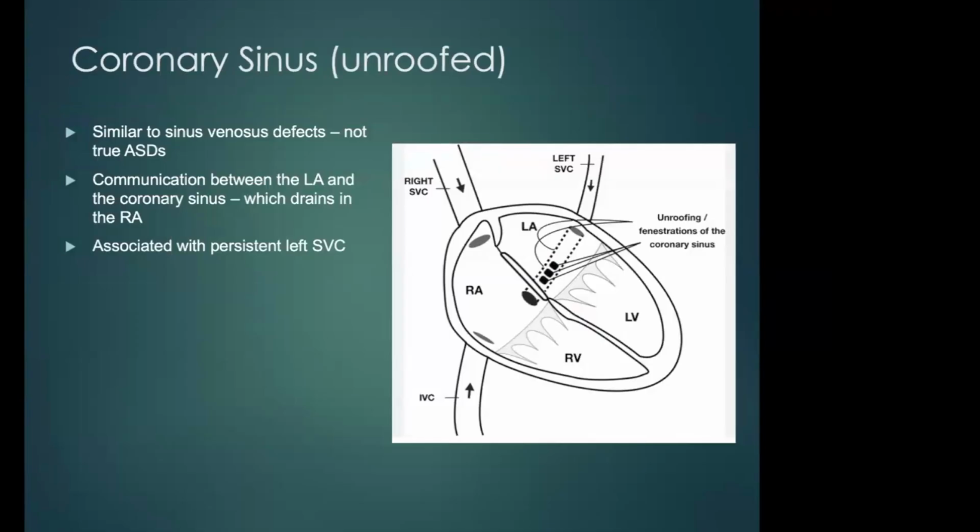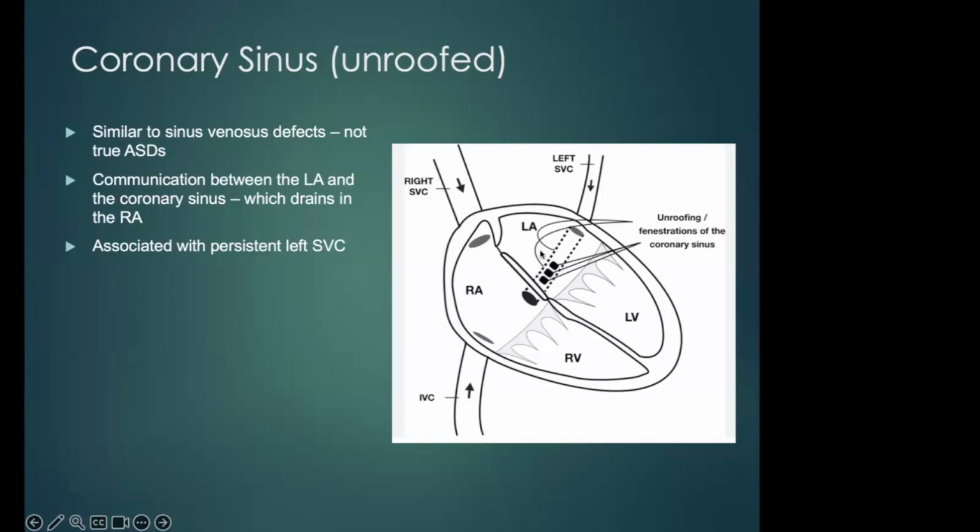Coronary sinus pathology, again, is not a true defect in the atrial septum. It's actually a communication between the roof of the coronary sinus and the left atrium. These are almost always associated with persistent left-sided SVC. So as opposed to your SVC crossing over and coming into a common SVC here, we see a direct communication that's draining into the coronary sinus.